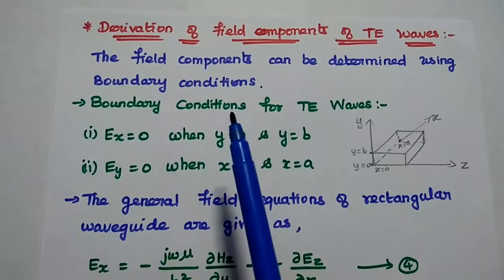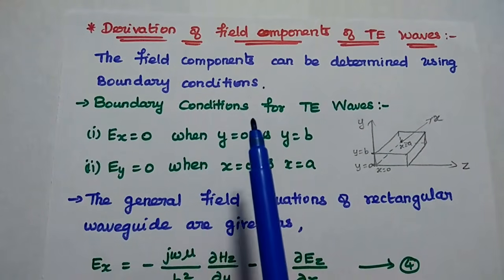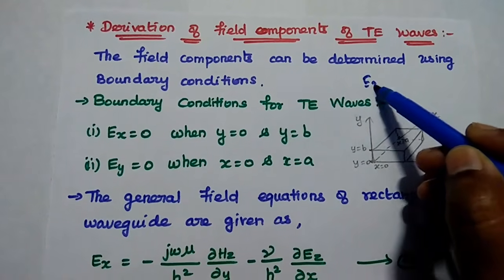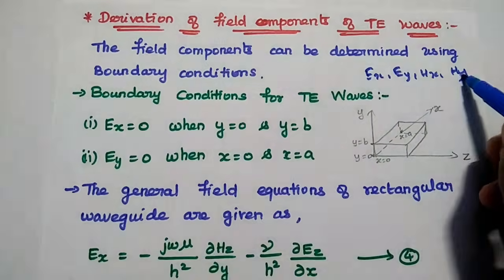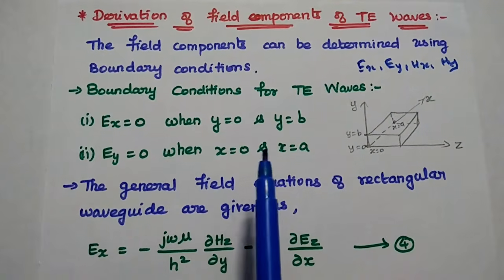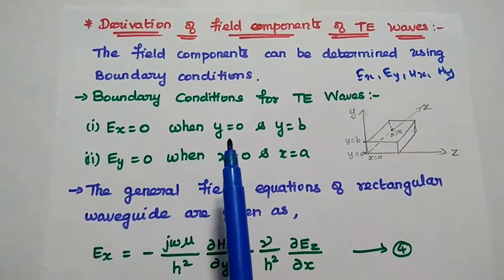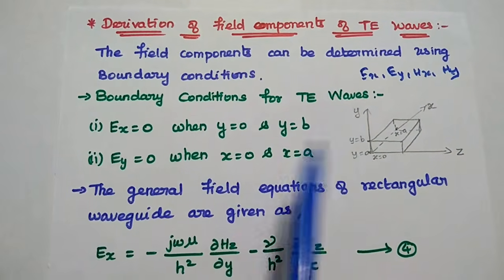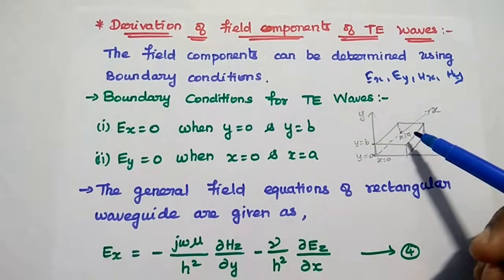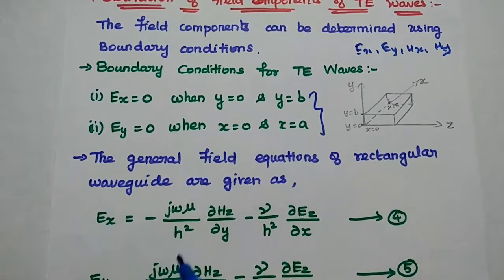Next we are going to derive the field components of TE waves. Here the field components can be determined using boundary conditions. Field components means Ex, Ey, Hx, Hy. These all are the field components. The boundary conditions for the transverse electric waves are Ex = 0 when y = 0 and y = b. Ey = 0 when x = 0 and x = a. So these two are the boundary conditions for TE waves.